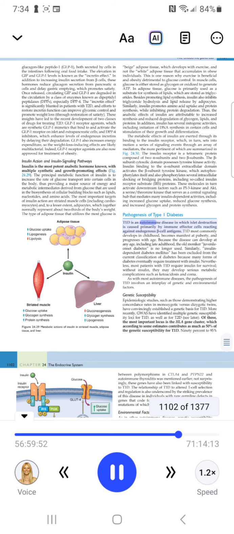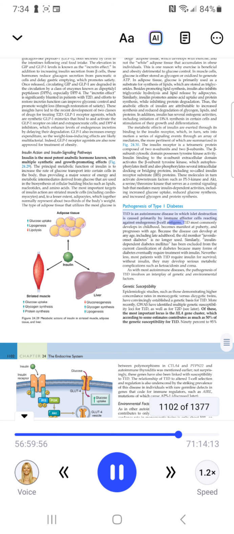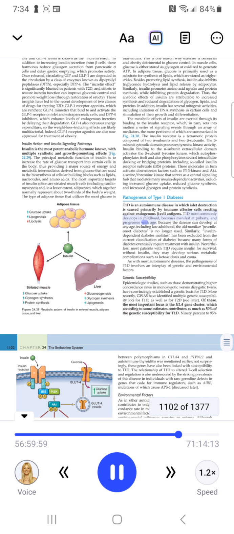Pathogenesis of type 1 diabetes. T1D is an autoimmune disease in which islet destruction is caused primarily by immune effector cells reacting against endogenous beta cell antigens. T1D most commonly develops in childhood, becomes manifest at puberty, and progresses with age.